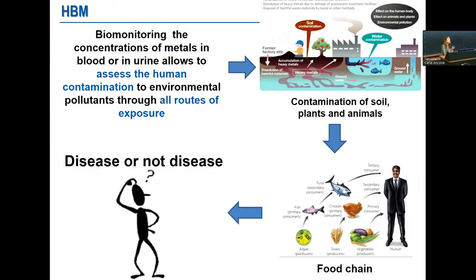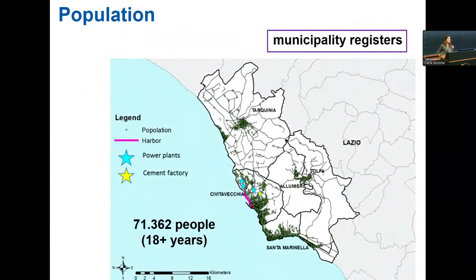Okay, this was done. Now let's do the biomonitoring study. How do we sample who is going to be biomonitored by us? The sample can be representative of the general population. This is a very crucial point.